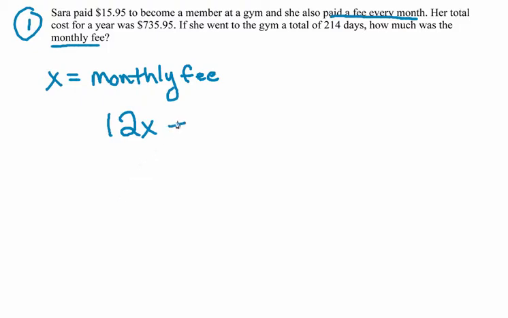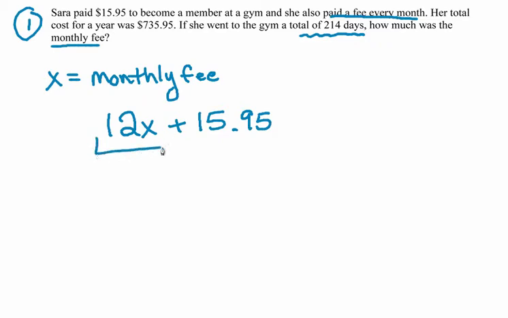She also had to pay an initial joining cost of $15.95. So far, this is what she had to pay for the gym for the year. There's this other piece of information here that says if she went to the gym a total of 214 days. Well, there's nothing about an additional fee for going on a day or not going on a day. The fee is just every month. So that piece of information is actually there to mislead us.